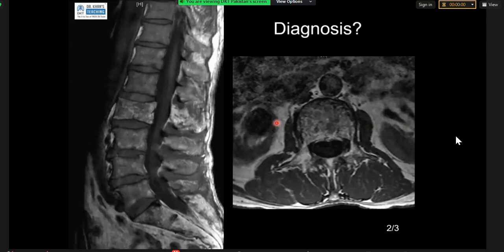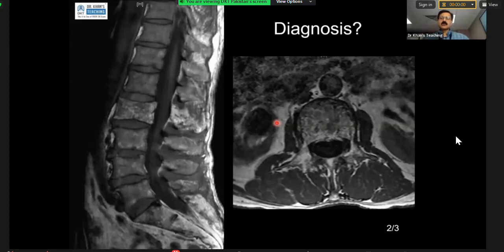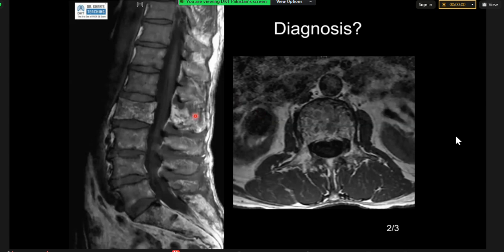So other differential diagnosis, it could be due to blood, or maybe it could be due to benign tumors such as hemangioma. It could be bright in T1. So what is your diagnosis? I think it could be due to metabolic involvement.